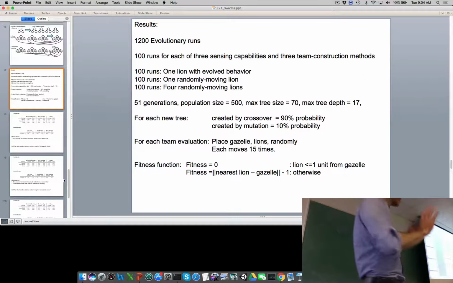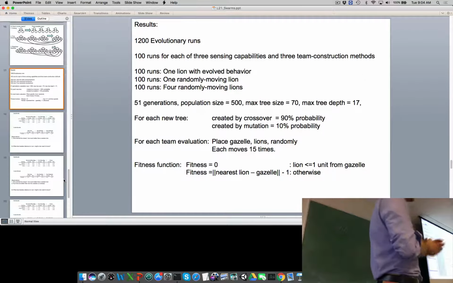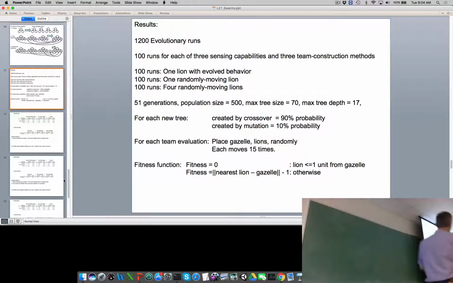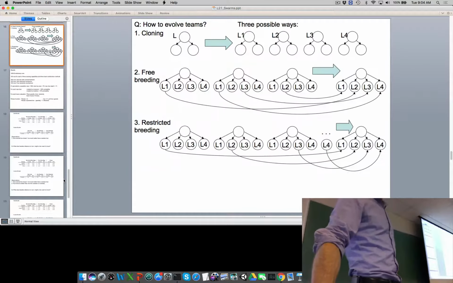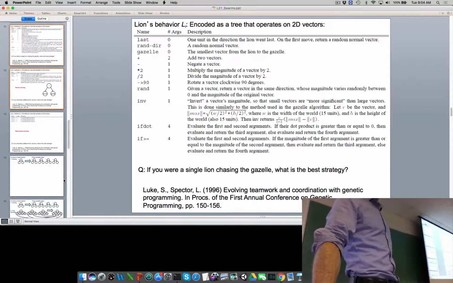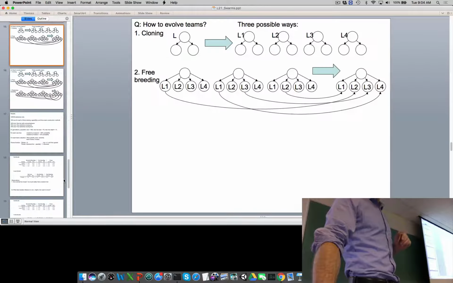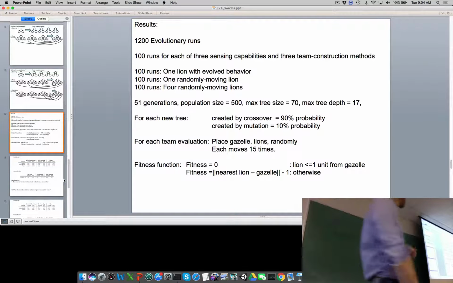All right, let's start to look at some results now. They did a total of 1,200 evolutionary runs. They had 9 possible experiments they could run because we have 3 different breeding regimes and we have 3 different sets of sensors that we're going to evolve our lions for. So 3 times 3 gives us a set of 9 experiments.